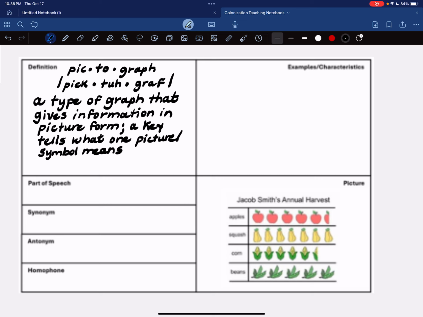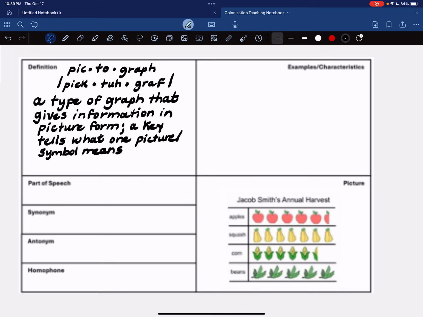And I didn't give you a key in this particular picture because I didn't want you to think that the key was the graph. But the key is very important. And I'll show you what I mean up here in the characteristics. But let's do the parts of speech.